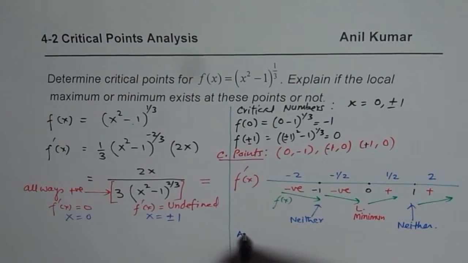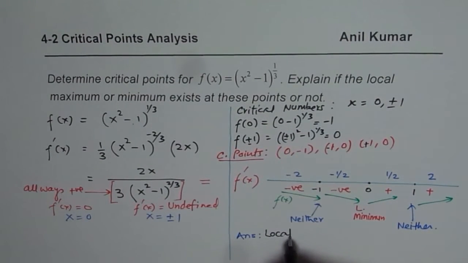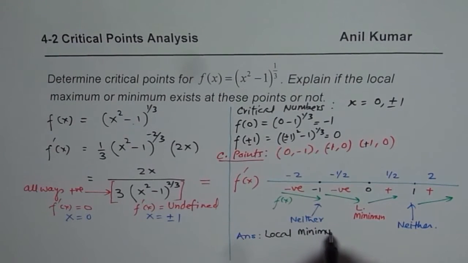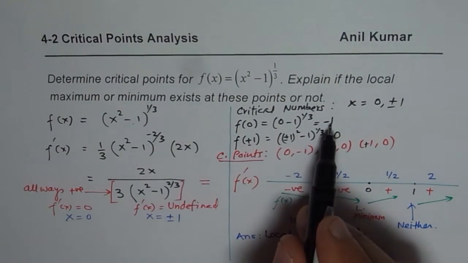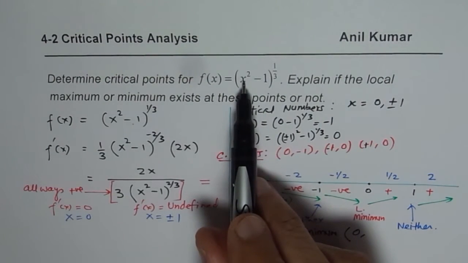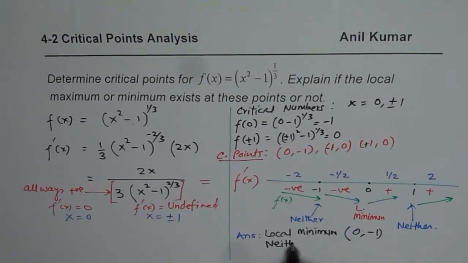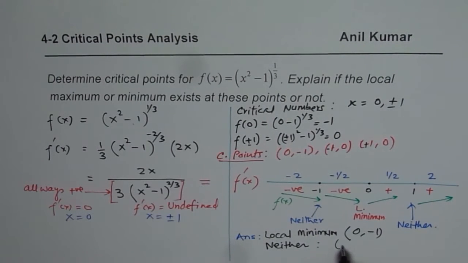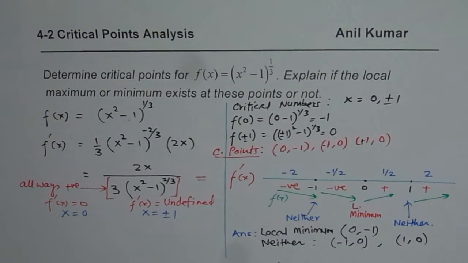So we can write down our answer, and that is, we have a local minimum at the point where x value is 0. So x is 0, y value is minus 1. So for the function when x is 0, it is minus 1. And neither at the other two critical points, which are minus 1, 0 and plus 1, 0. So at other critical points it is neither. So that is how you would answer this question. I hope that helps. Thank you.